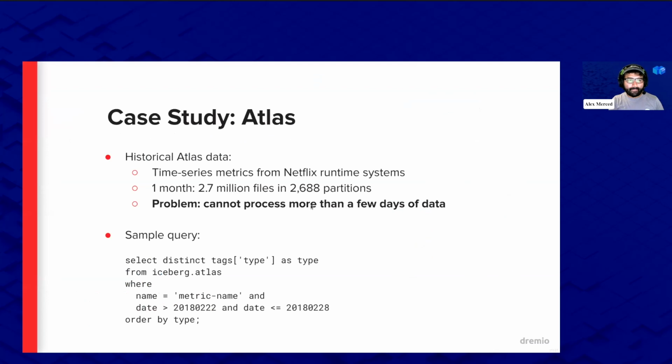Okay. Now, just to show you an example of the benefit of this, where this started, Netflix. Netflix was like, hey, we need something better. So let's see the effect that this had on Netflix. Atlas is a system over there at Netflix that collected a bunch of telemetry data. Just to give you an idea of the amount of data generated by the system, in one month of data, it would generate 2.7 million files in 2,688 partitions.